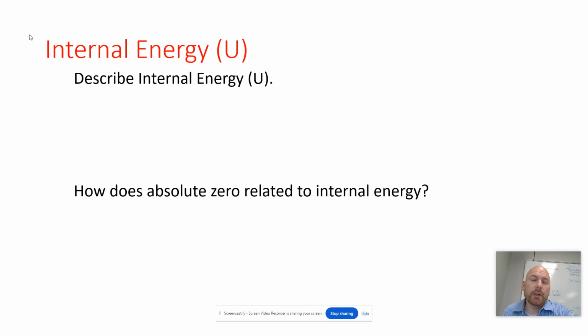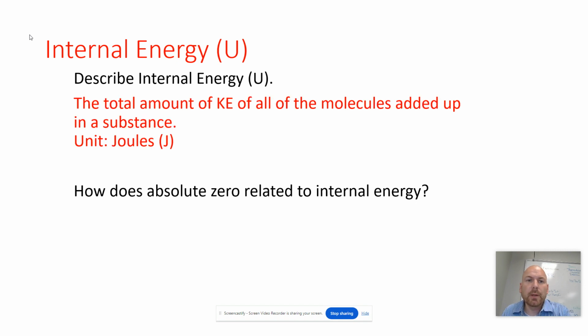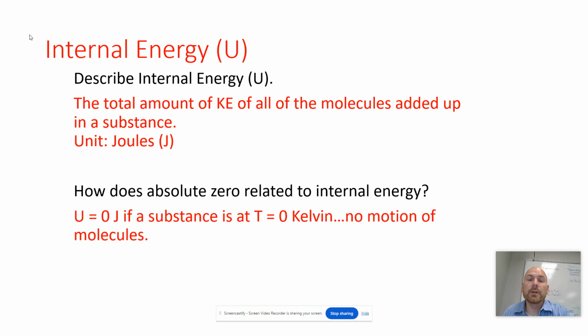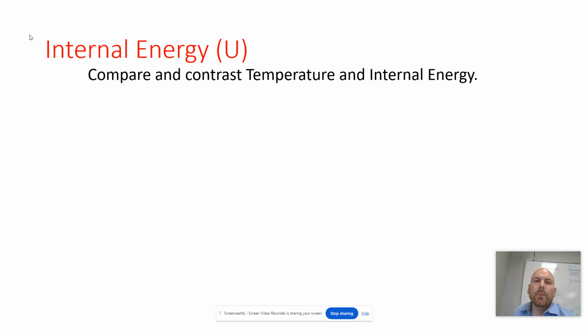So internal energy, we alluded to that. The variable for that is capital U, and it is the total amount of kinetic energy of all the molecules added up in a substance. It has units of joules, it's an energy as well. So at absolute zero, the internal energy is also equal to zero because that is when all molecules stop moving. So I wanted to compare internal energy and temperature.